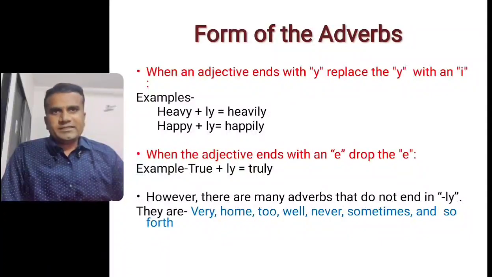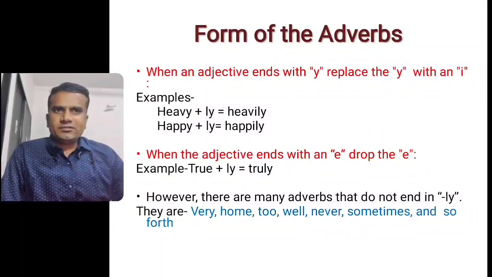This is how in the second example too you will find how adverb is formed. The example is happy, H-A-P-P-Y. Here too this adjective is ended with Y. So when we make an adverb, Y is replaced by I, that is happily. This is how an adverb is formed.